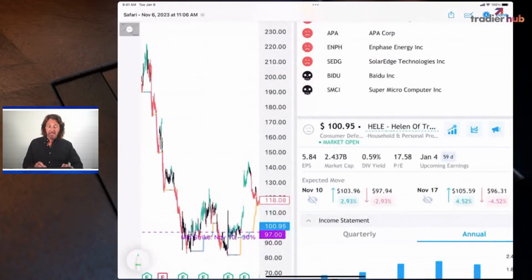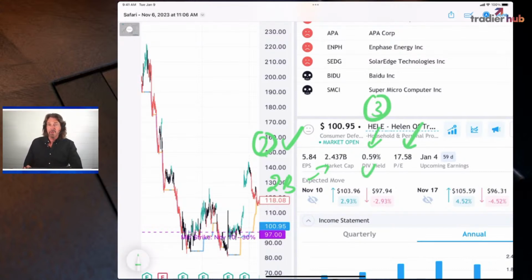First of all, I want to see a market cap of more than $2 billion. So this is my criteria number two. Check. I want to see, does it pay a dividend? Yes. So that's criteria number three. Check. What about the PE ratio? Is this a PE ratio that is in line with the current PE ratios in the S&P 500? And right now we're anywhere between 20 and 25. So a PE ratio of 17.5 is actually lower than the average. So I like this. Any earnings coming up? Nope, they just reported earnings. So we have another 59 days.